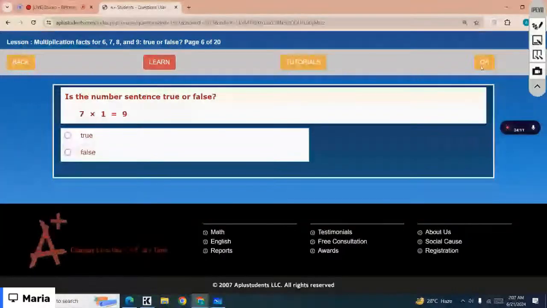Is the number sentence true or false? 7 times 1 equals 9. Is it true or false? False it is, right? Because 7 times 1 is 7, not 9.